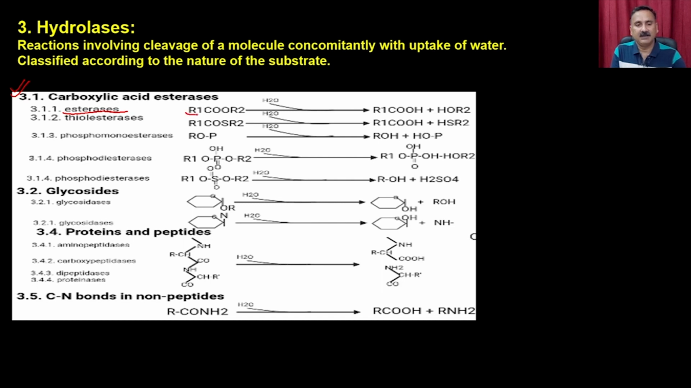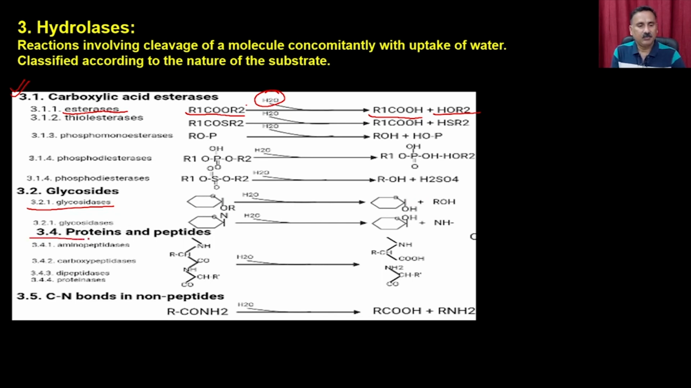So you can have another ester like R1COR2, and that is actually going to be degraded by the carboxylic acid esterases to form the acid as well as the alcohol. Similarly, all these glycosidases are actually going to bring about the degradation of the sugar groups. So they are actually going to degrade this.